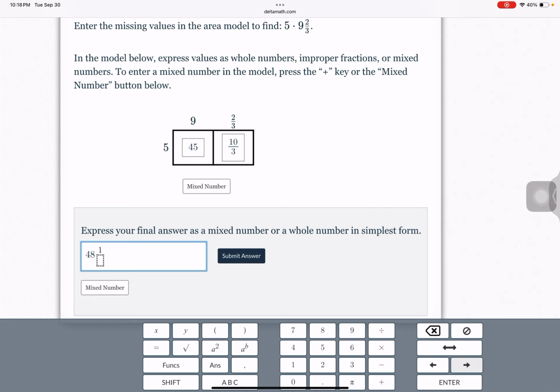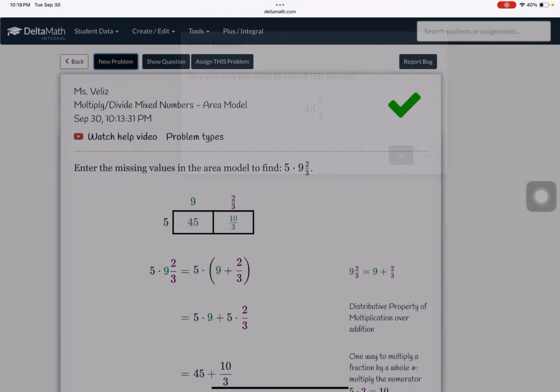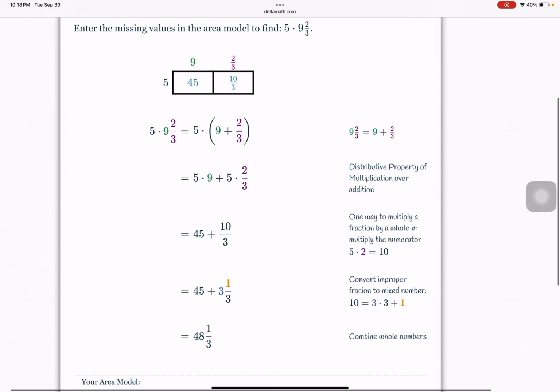Let's check if we got this correct. And we did, guys. We got it correct. And that shows you the steps in this case, guys. We are using the distributive property to multiply this out.